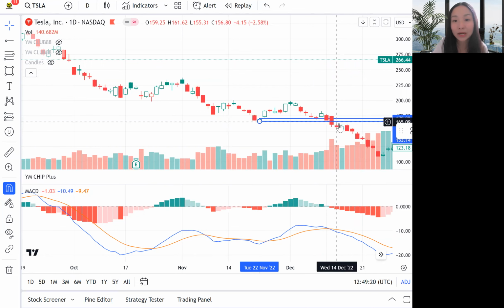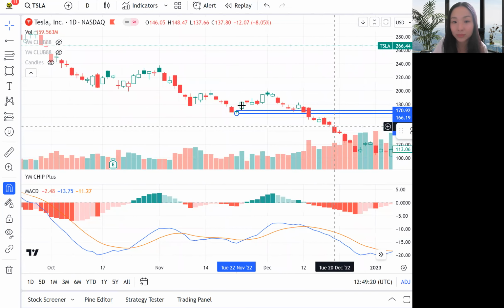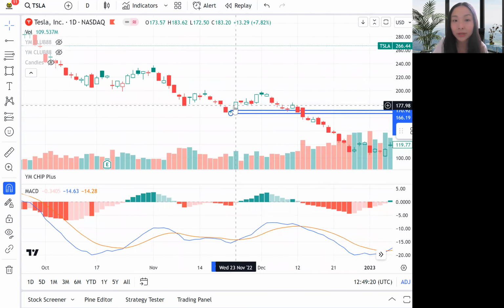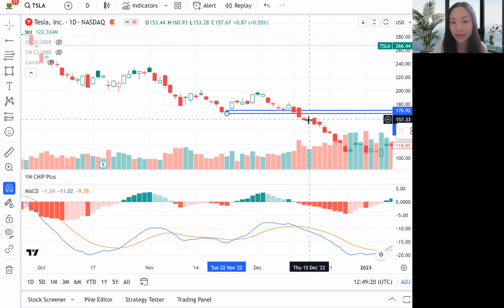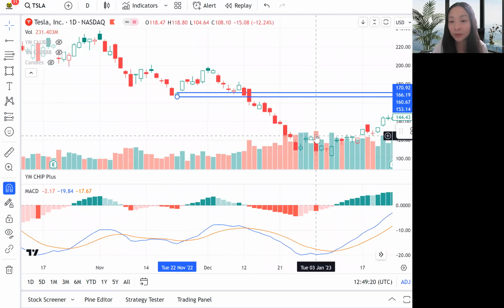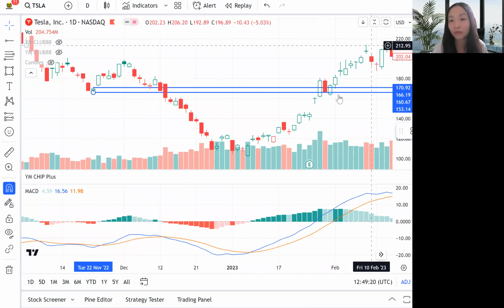So you sell here and it's fine. You don't have too much loss. You bought here around 180. You sold around this candle, 160. So it's still okay, right? You lost 10%, so it's still okay. Next time you buy, you make more than 10%, of course.